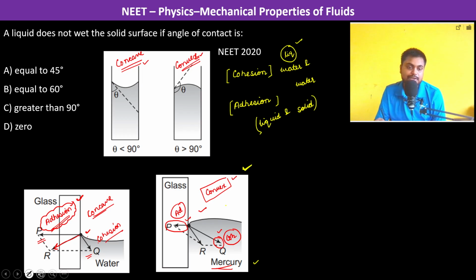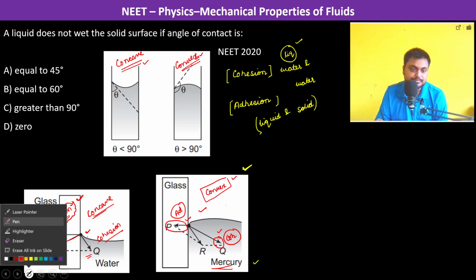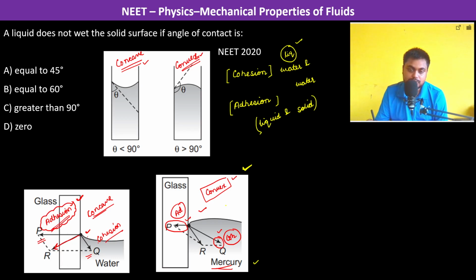Now let us see the contact angle here. How to draw the contact angle, how to understand the contact angle? Draw the tangent to the surface. So this is the tangent, and then this angle is known as the contact angle. This is theta, the contact angle. Here in this case, draw the tangent along the other surface, so this is the contact angle.